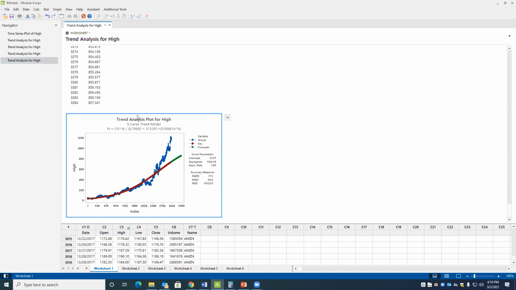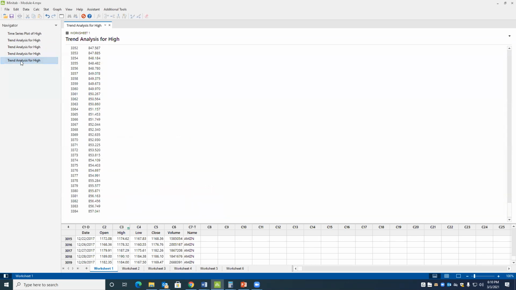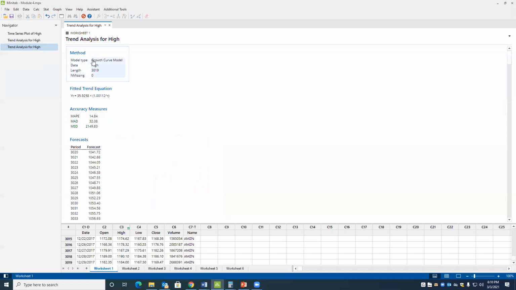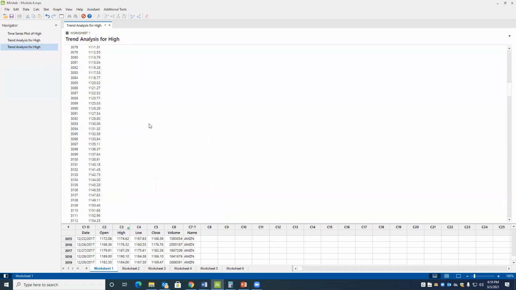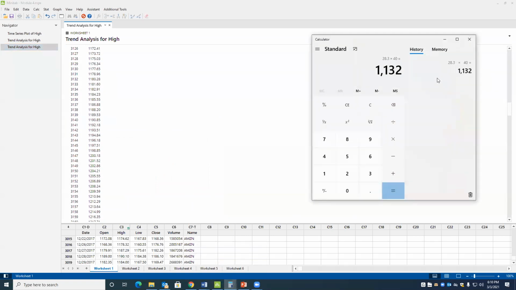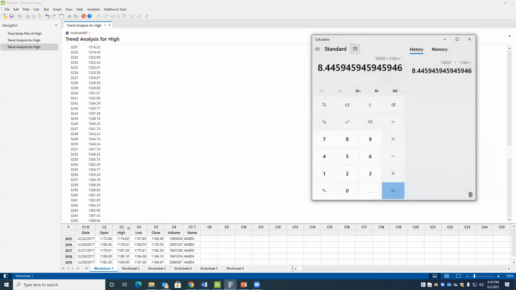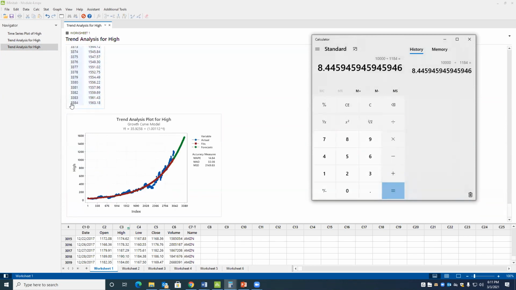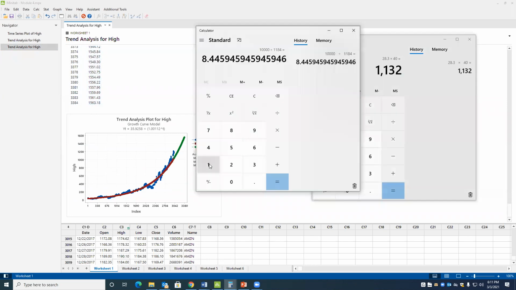So let me do this. I just remove this, I remove this, and this is, for example, our model. Now, how many stocks did we get? 8.5 something. Okay. So now after 365 days, what is the value of my stock? 1563. So what am I going to do? 1560. Okay, I made a mistake.